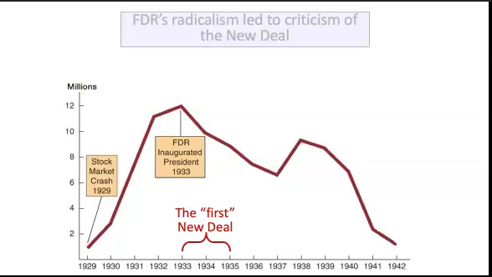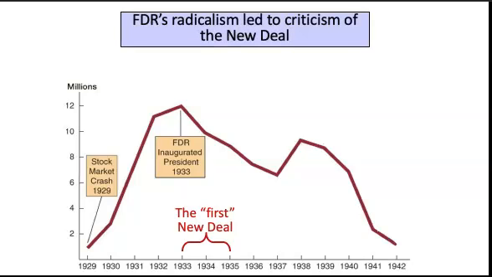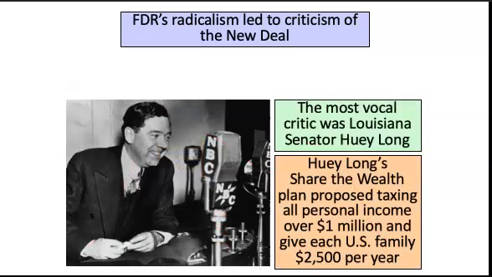Now, generally speaking, FDR was radical, and his radicalism led to criticisms of the New Deal. The most vocal critic of the New Deal was Louisiana Senator Huey Long. Huey Long's idea was called Share the Wealth, and his plan proposed taxing all personal income over $1 million and giving each U.S. family $2,500 per year. Now remember that $2,500 from our last lecture was the minimum amount that people needed to survive on a yearly basis, essentially the poverty line.